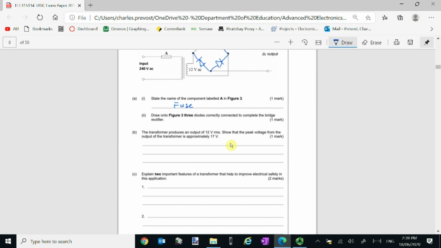The transformer produces an output of 12 volt RMS. Now we haven't covered RMS just yet, so I'm going to skip that question.